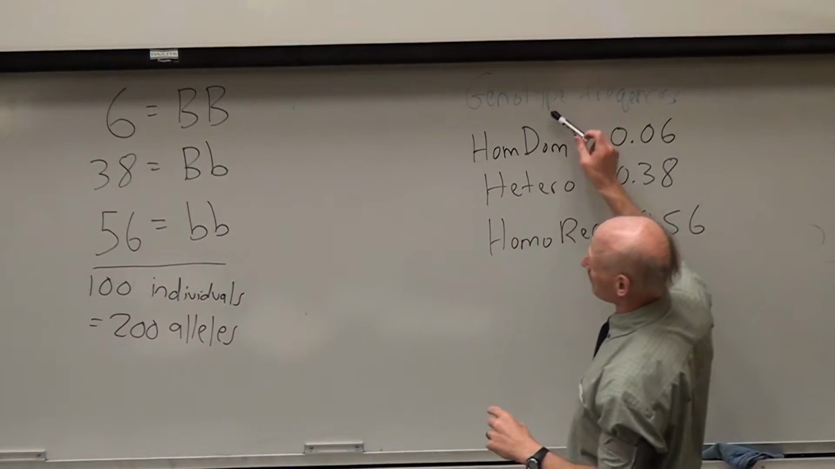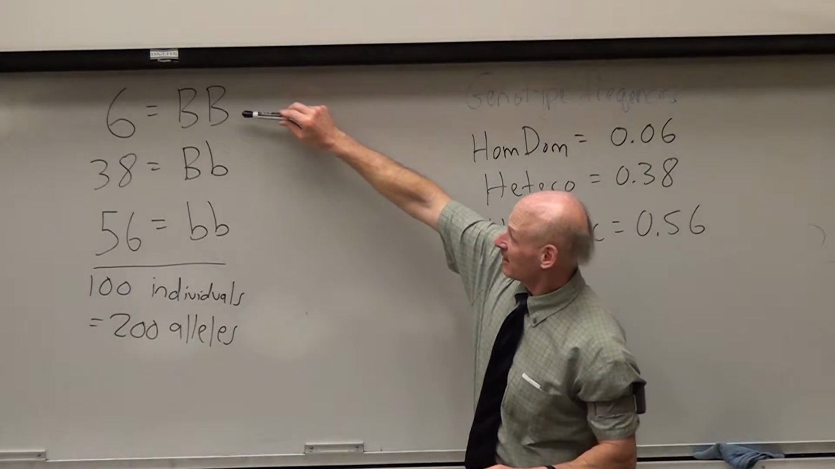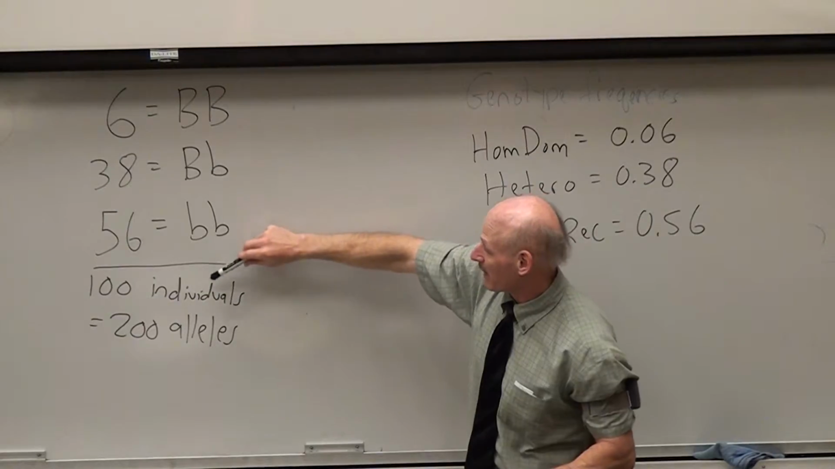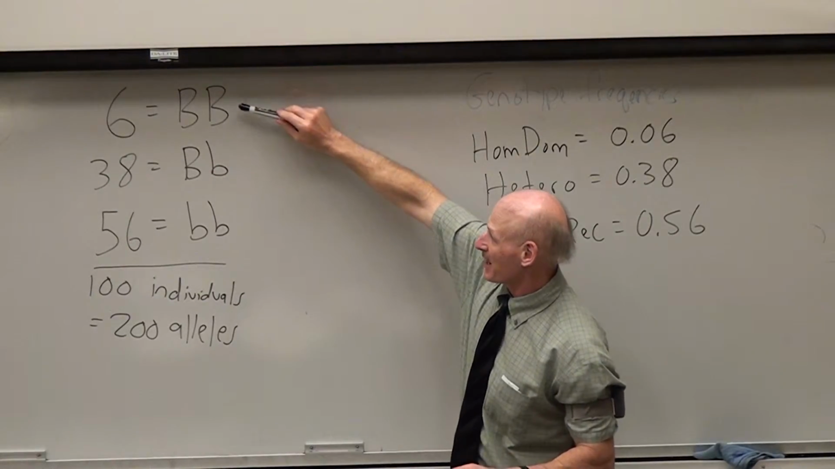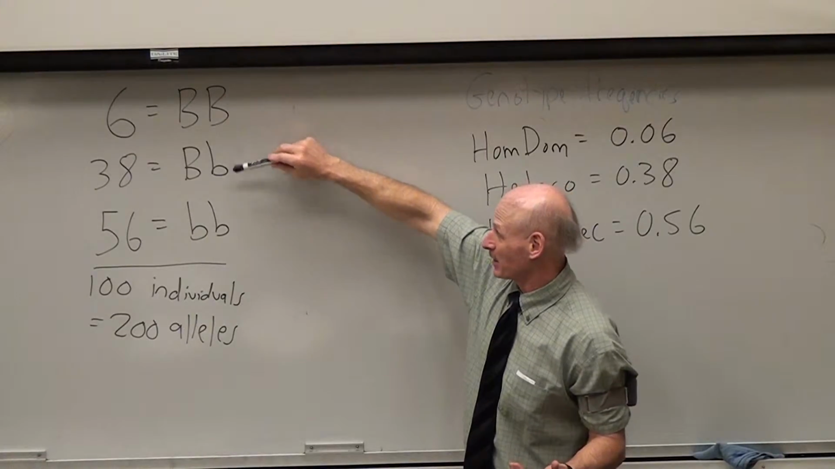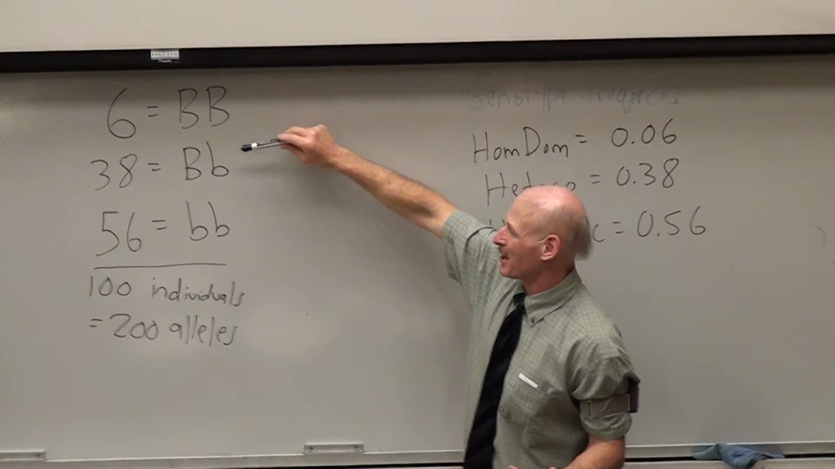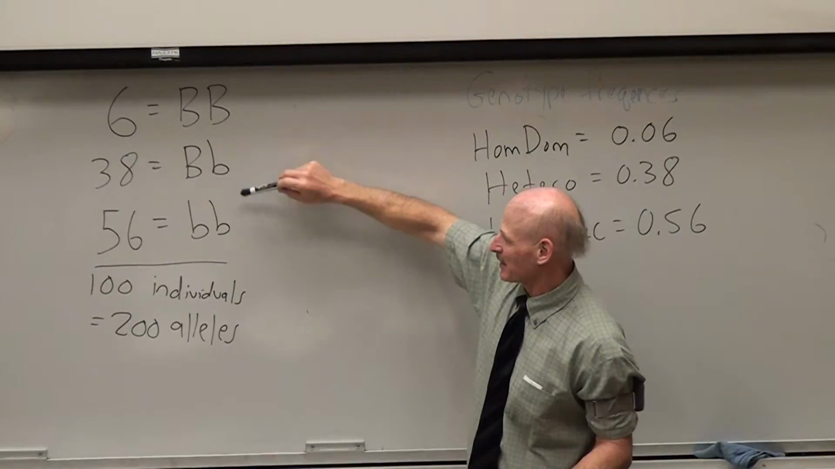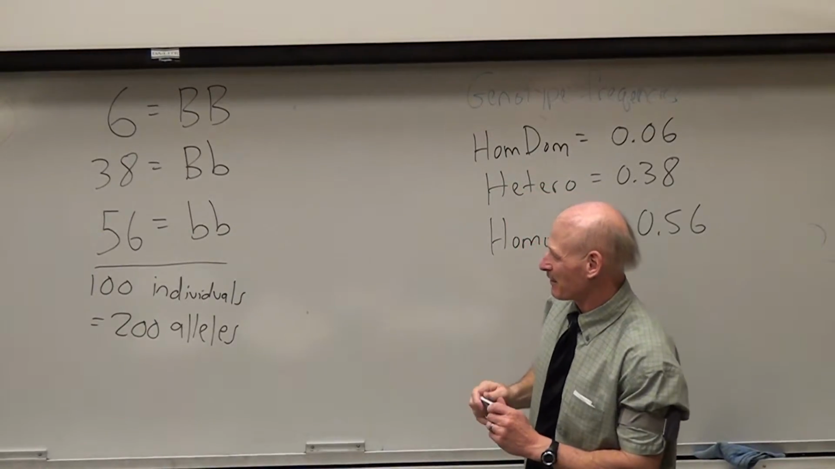The genotype frequencies just say what portion of the entire population, the 100 individuals, has a particular genotype. And there's only 3 genotypes: big B, big B; big B, little b; little b, little b. Homozygous dominant, heterozygous, homozygous recessive. That part's, I think, fairly straightforward.